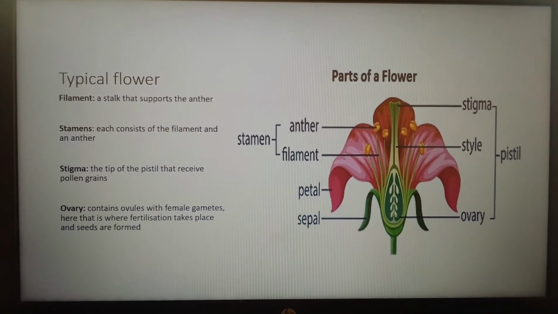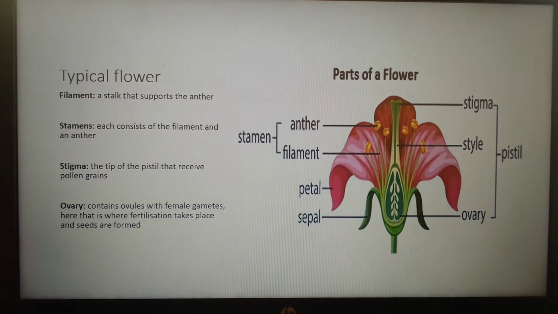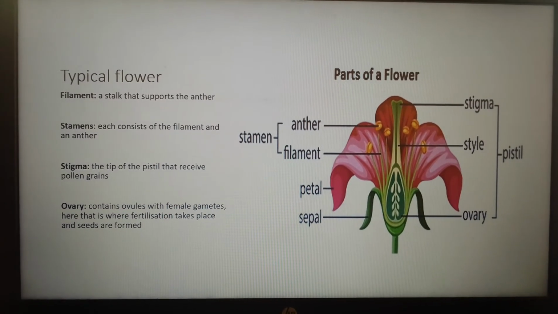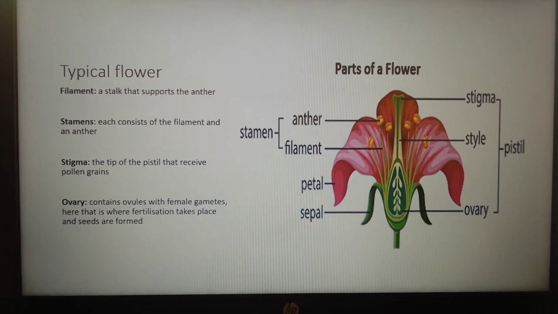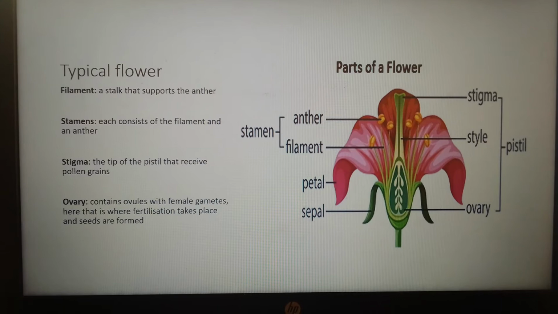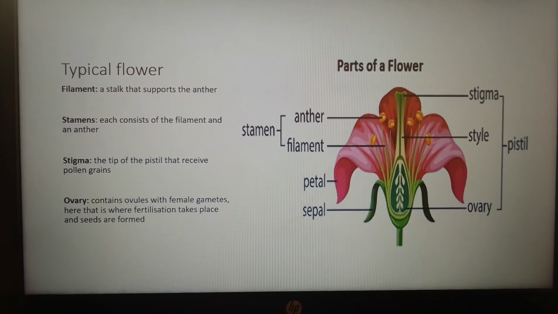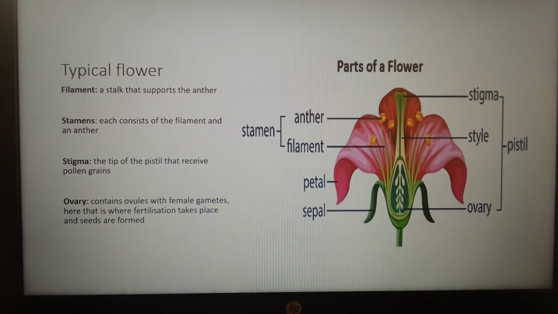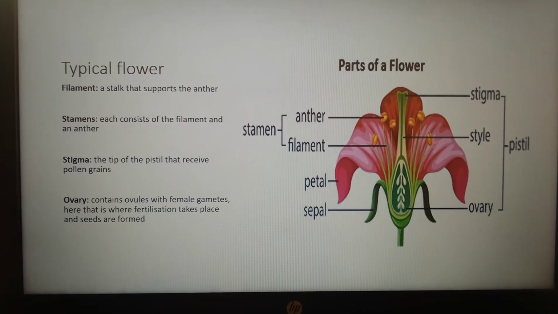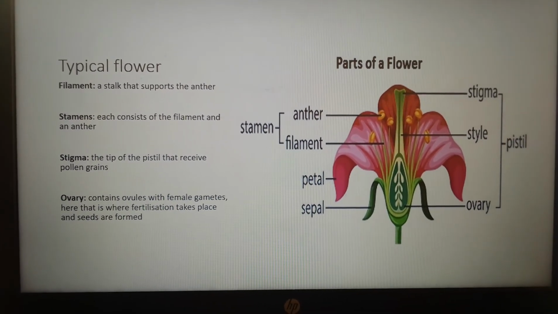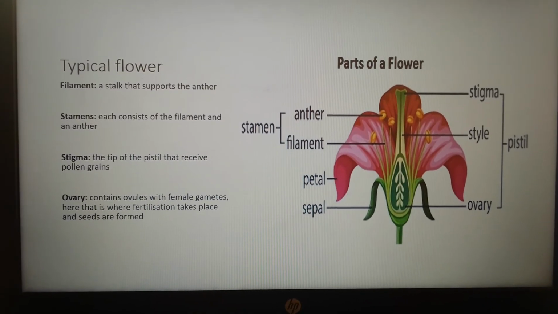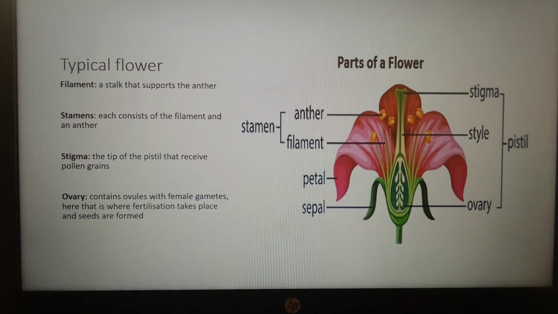We move on to the stigma. The stigma, that's that long part which protrudes out. That's the one which is green, and normally that's the longest part of a flower. The stigma is the tip of the pistil that receives pollen grains.